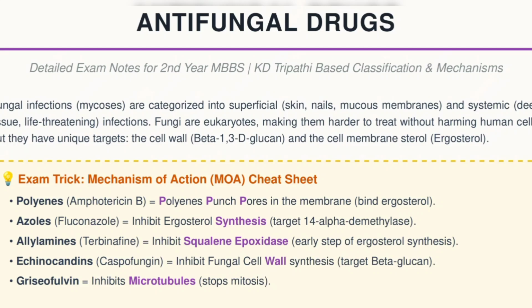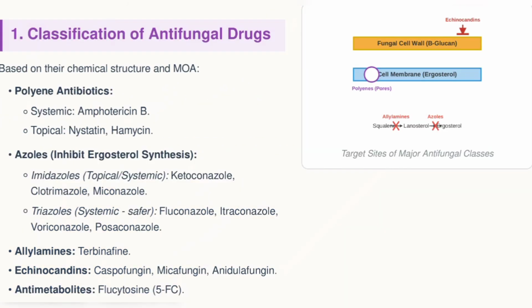Today we are learning about antifungal drugs. Fungal infections are categorized into superficial and systemic infections. Fungi are eukaryotes, making them harder to treat without harming human cells, but they have unique targets: the cell wall and the cell membrane. Classification of antifungal drugs based on their chemical structure and mechanism of action.